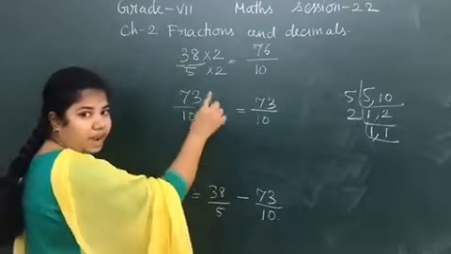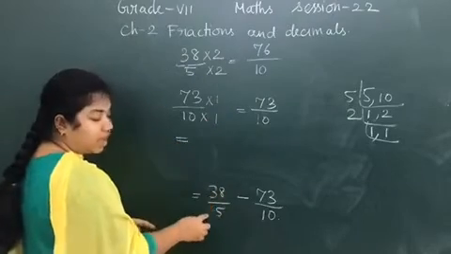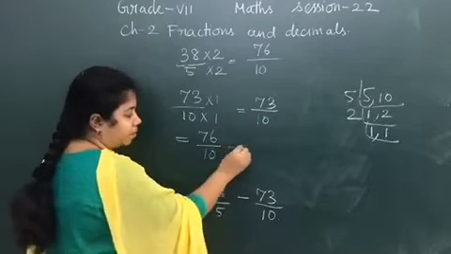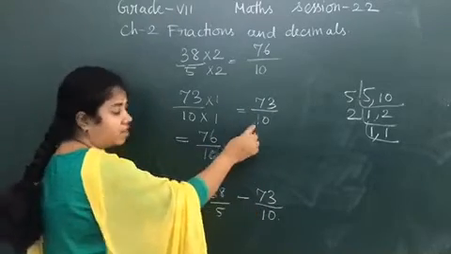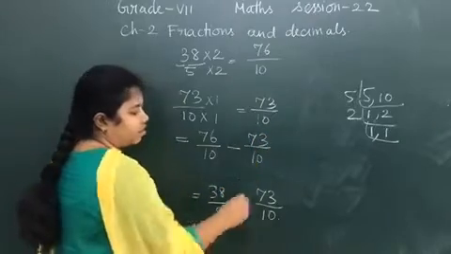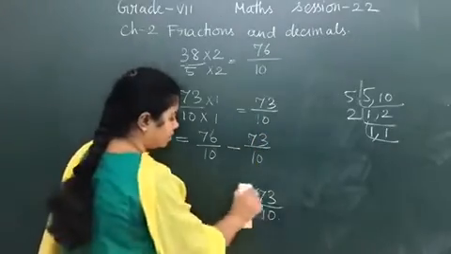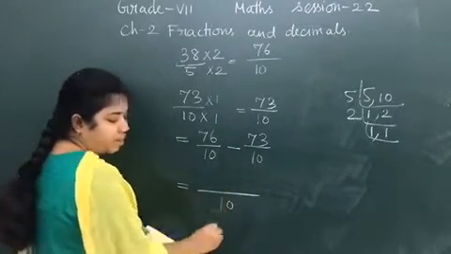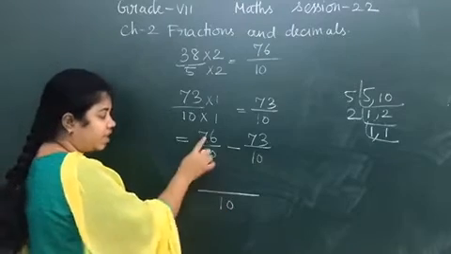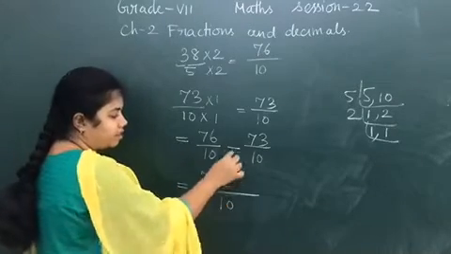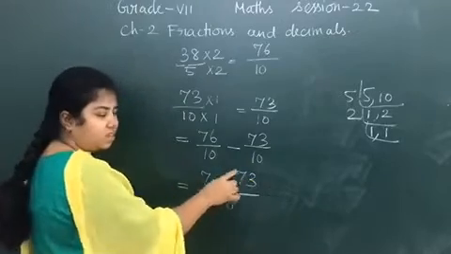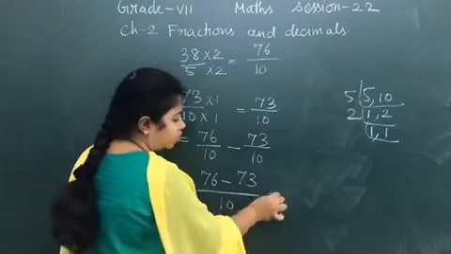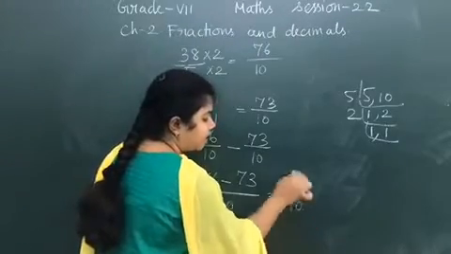Now you are going to subtract both, which is equal to, what is 38 by 5 now? 76 by 10. The basic operation is subtraction. 73 by 10 is converted as 73 by 10. Okay. Now my common denominator is 10. So I have written 10. Numerator 76, basic operation minus, the other numerator is 73. 76 minus 73 is very good, 3. 3 by 10 is my answer.